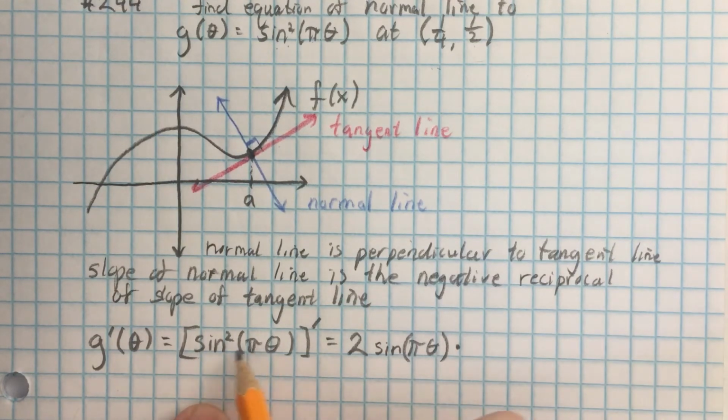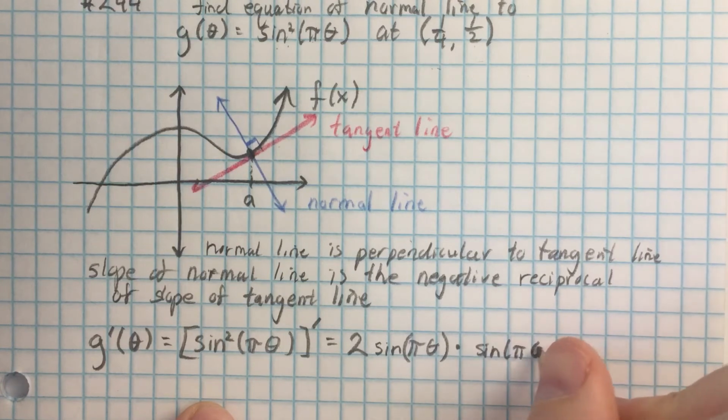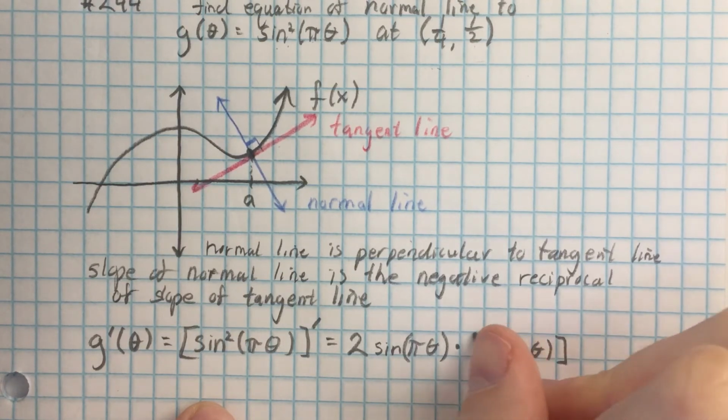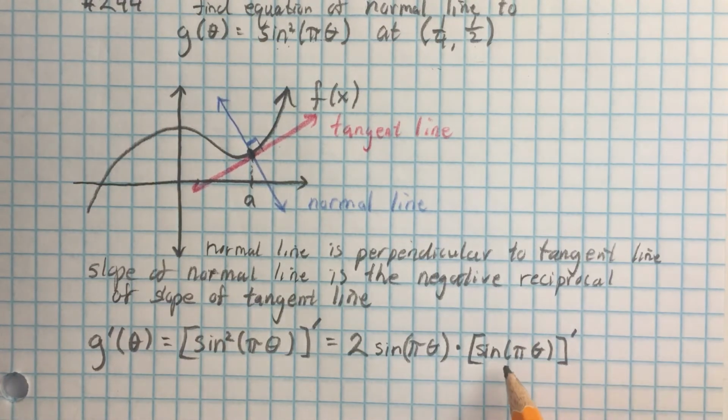The inner function at this moment was sine pi theta in totality. So our derivative will be, at least in notation, that to complete chain rule. Okay, so we still take this derivative. So now the focus changes, and sine is now the outer function, and pi theta is the inner.